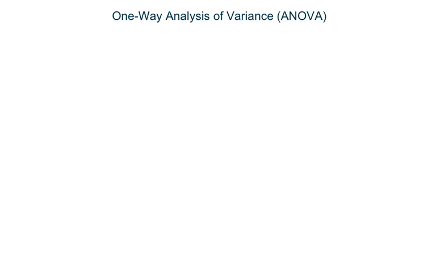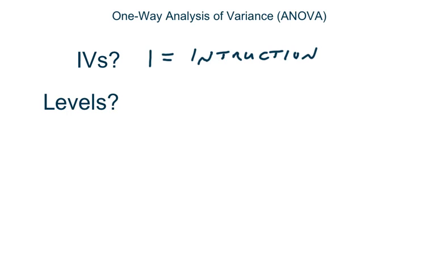So how many IVs are there in this experiment? Well, hopefully you answered just one independent variable. That one independent variable is the instruction for homework. Next question. How many levels of the independent variable are there? Well, there are, hopefully you said, 3. Homework was either required, it was extra credit, or it was optional.